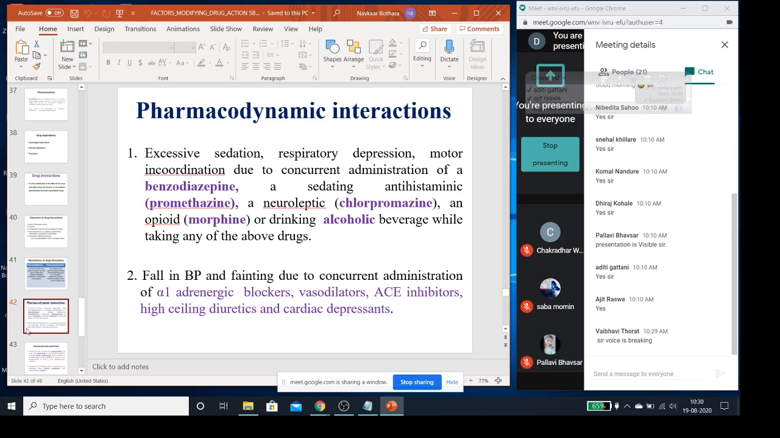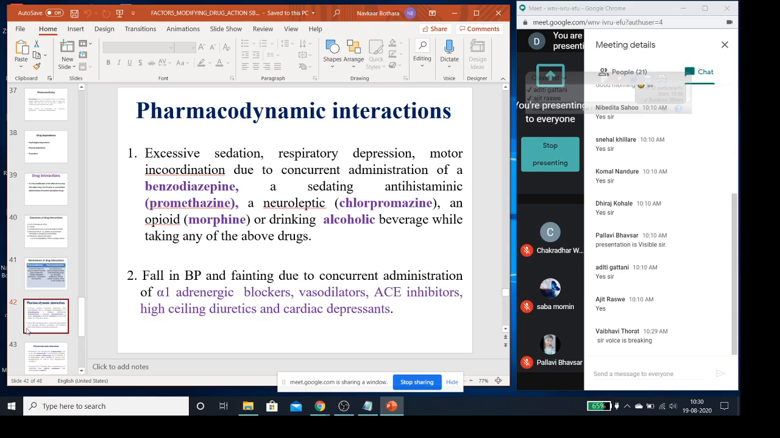Then there can be a fall in blood pressure and fainting due to concurrent administration of alpha-1 adrenergic blockers, along with vasodilators or ACE inhibitors, high ceiling diuretics, and cardiac depressants. Let me tell you, you should not get confused in the second one, because you will find, I told you about these memes and sims.